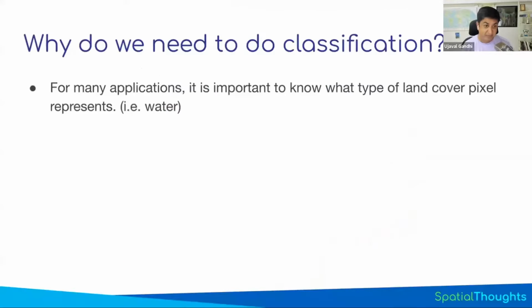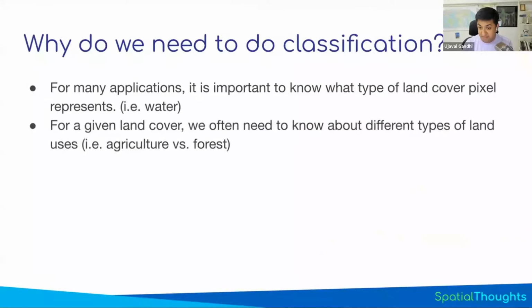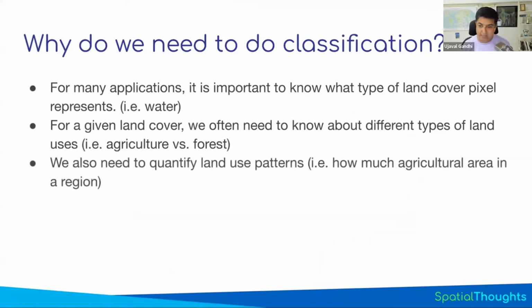Classification will help you answer the question, what does the pixel represent? Even if you know what kind of pixel it represents, let's say it's vegetation, you want to know what kind of vegetation. Is it agriculture? Is it forest? So you can refine your classification and say, this is this kind of agriculture, or this is this kind of crop. And again, most of the problems will boil down to figuring out what those pixels are, if you want to do any quantification.